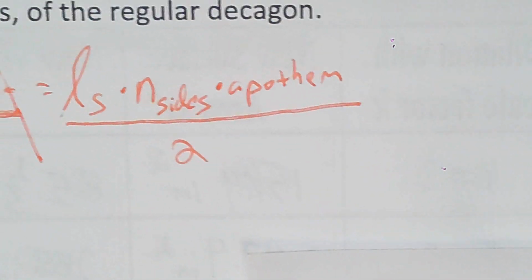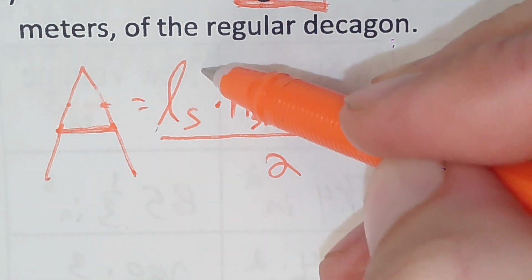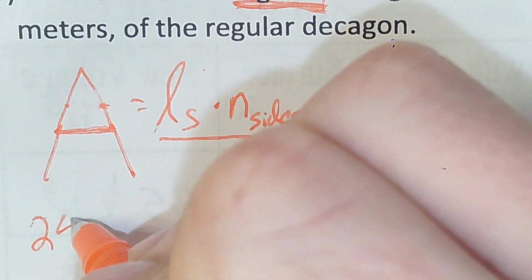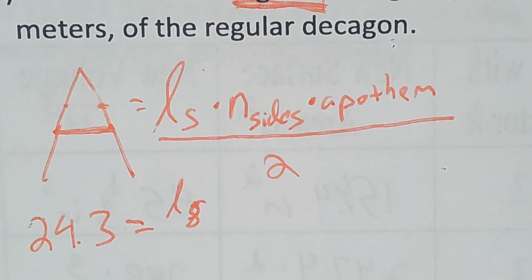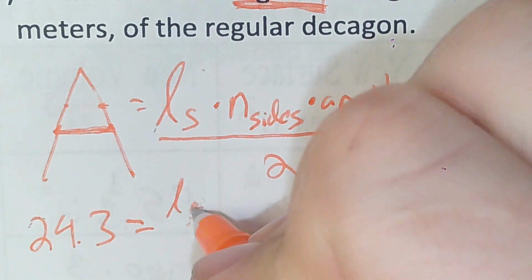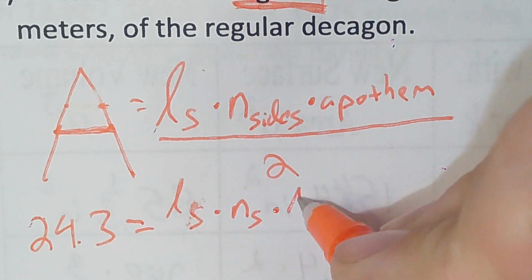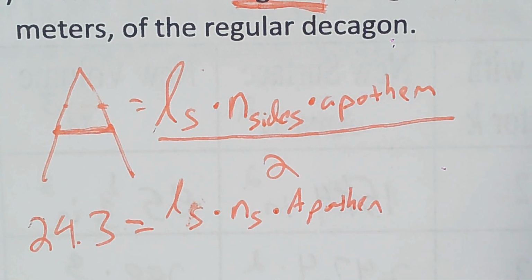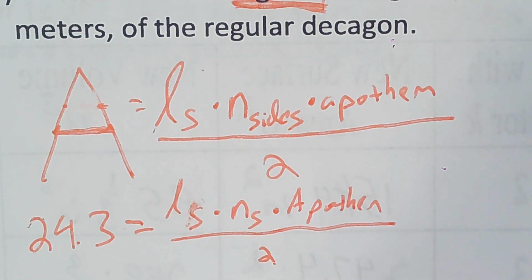So let me put what I know into my equation. Let me solve for the length of the sides. So 24.3 equals my side length times my number of sides times my apothem, A-P-O-T-H-E-M, divided by 2. It's a line perpendicular to the side from the center, so it's this guy right here. This line is going to split each side into 2. So if it bisects, it's this.